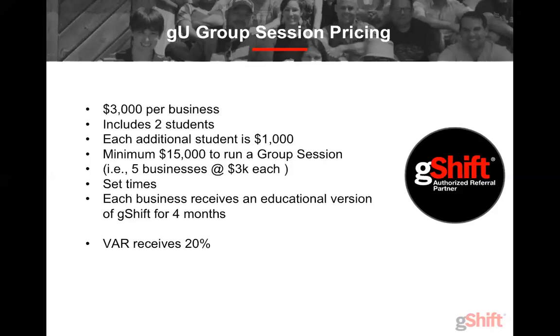The other neat thing is that each business will receive a free educational version of GShift for the 16 weeks that they're in the program. It's a very scaled down version of the software. I can't remember the number of keywords offhand, but a limited number of keywords. They can use the contextuals module. They can use the influencer marketing module, but it's just really scaled down.